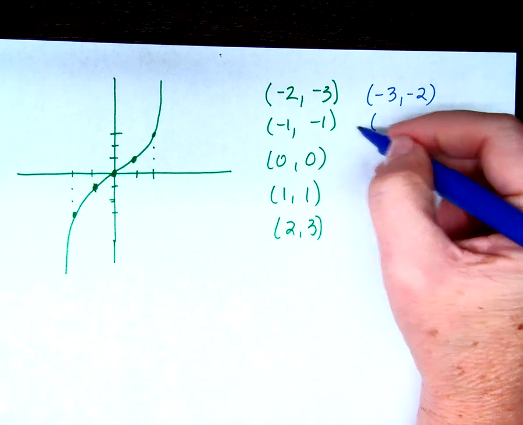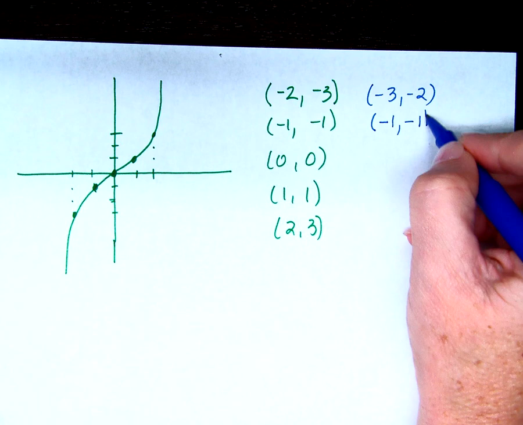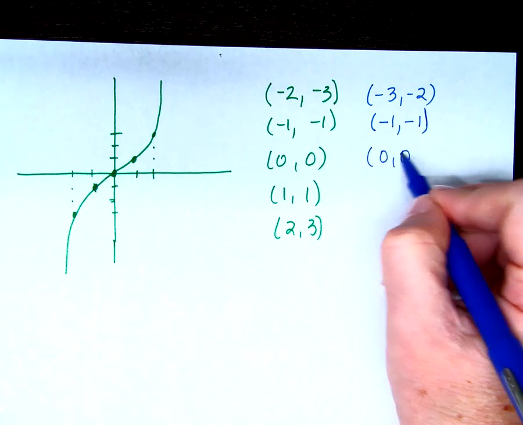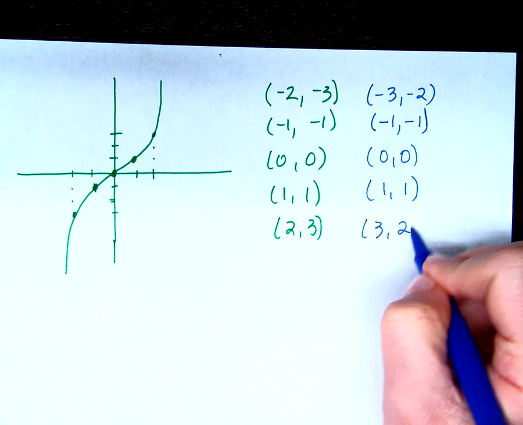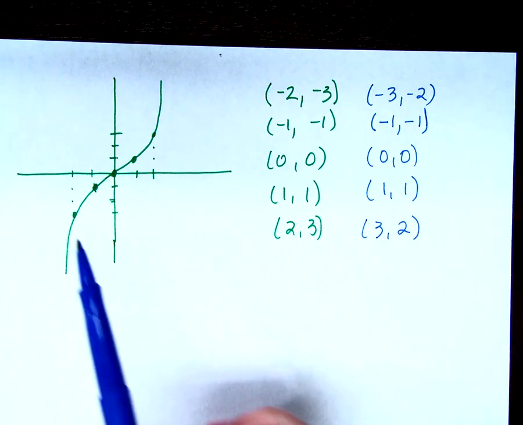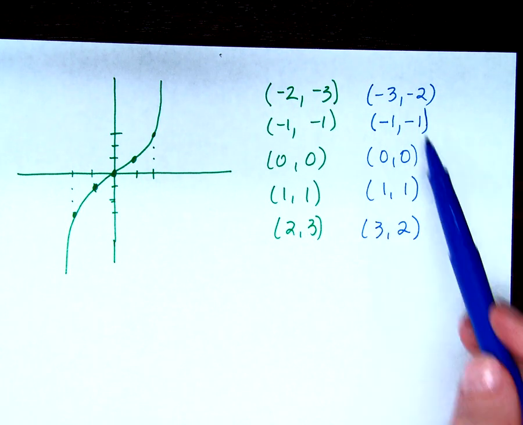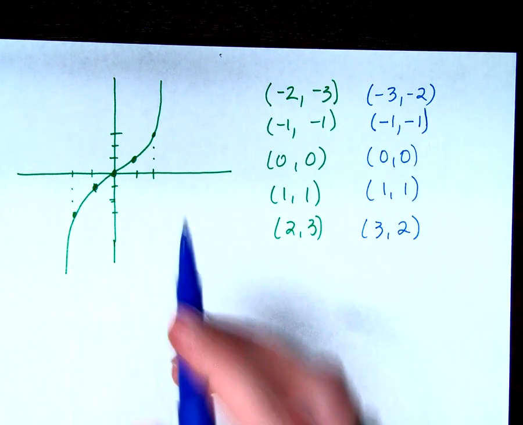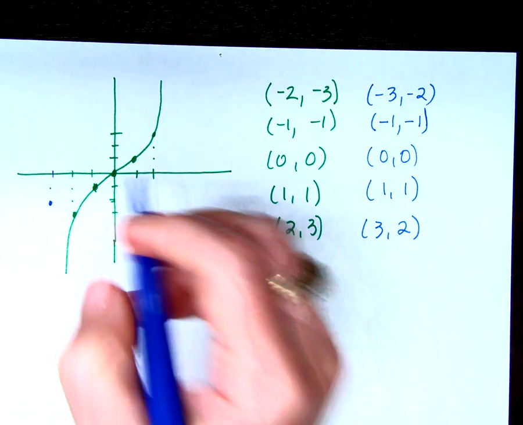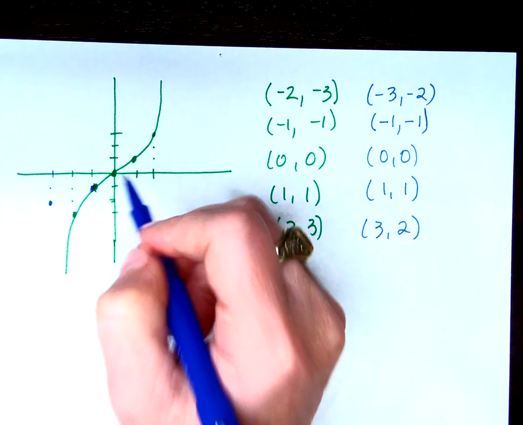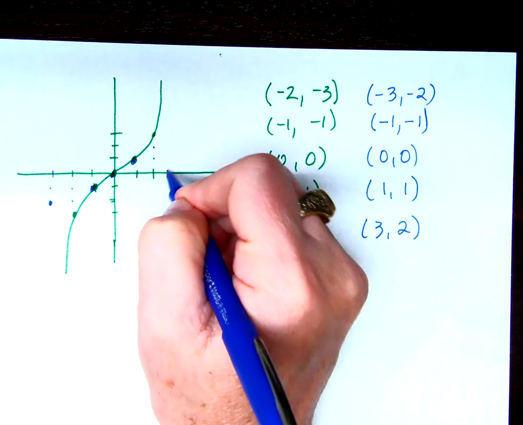Well, this one's weird. If I switch x and y, I get exactly the same. Is that okay? Okay. Oh, this one too. And this one too, right? So how am I going to find the inverse function? Can't I just graph these? Yeah? 1, 2, 3, 1, 2, negative 1, negative 1, 0, 0, 1, 1, 3, 2.